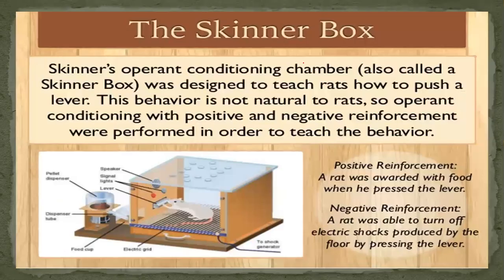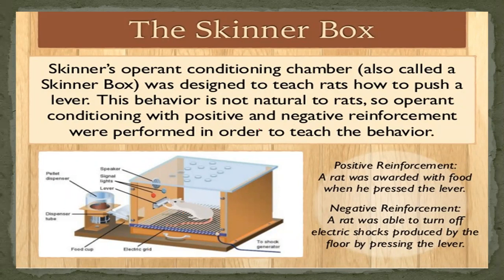So we will see Skinner's box, or Skinner's operant conditioning chamber, that is called the Skinner box. He provided this box with a rat. There is a lever, there is a food box as well, and there are signals of lights and an electric grid by which the rat suffers from shocks. So this behavior is not natural for the rat.